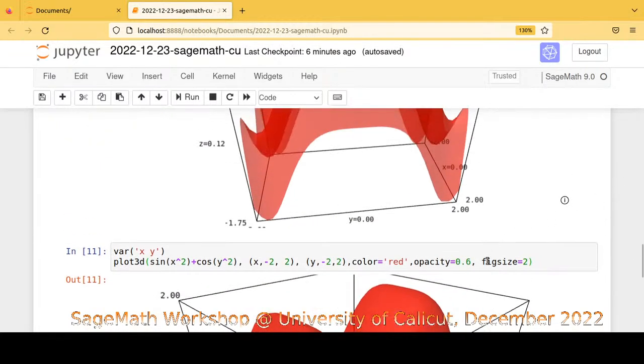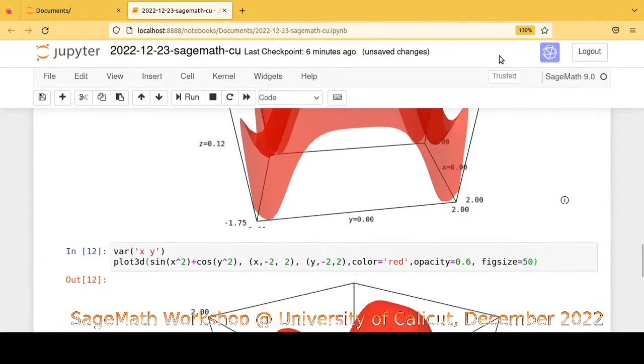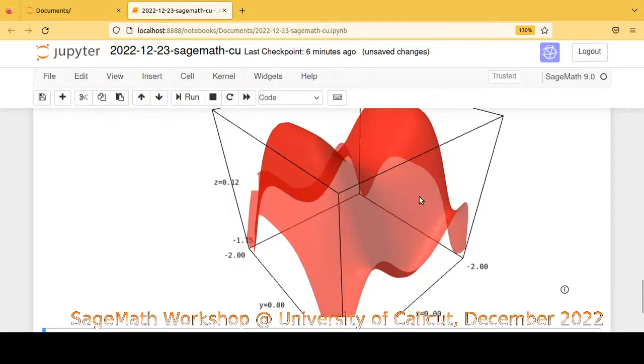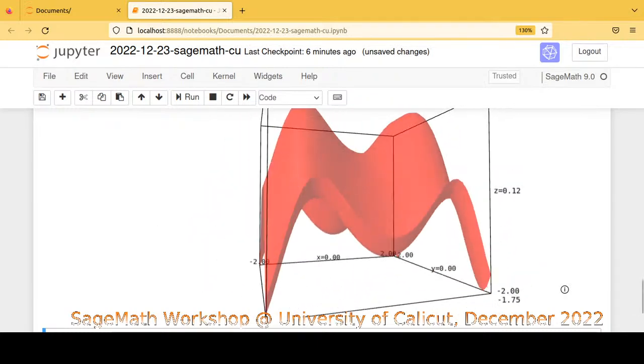Fixed size doesn't seem to affect much. You see, 50. Possibly that fixed size is getting affected only if you are saving that file.